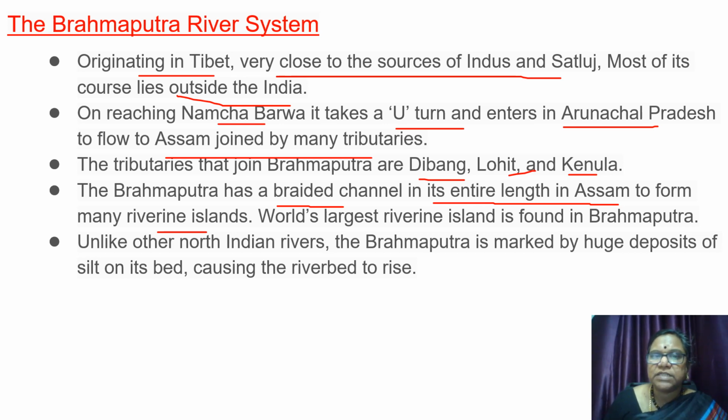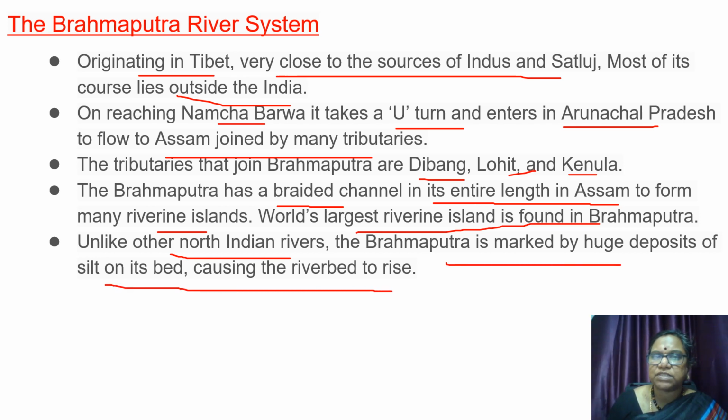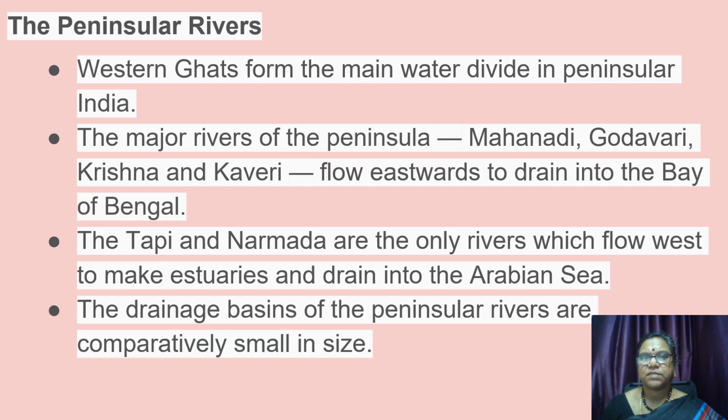World's largest riverine island is also found in this particular braided part. Unlike North Indian rivers, the Brahmaputra is marked by huge deposits of silt on its bed, causing the river bed to rise. Now we move on to the peninsular rivers.